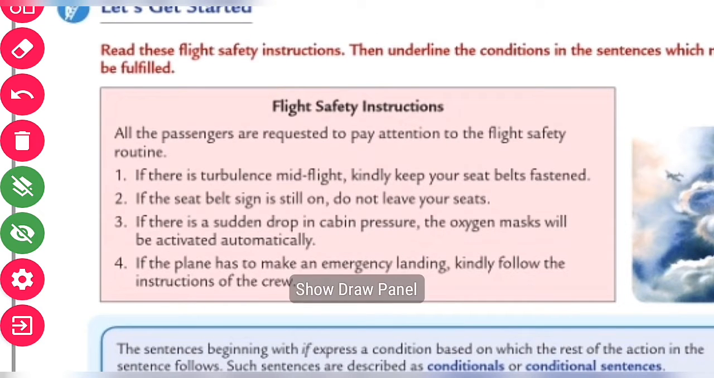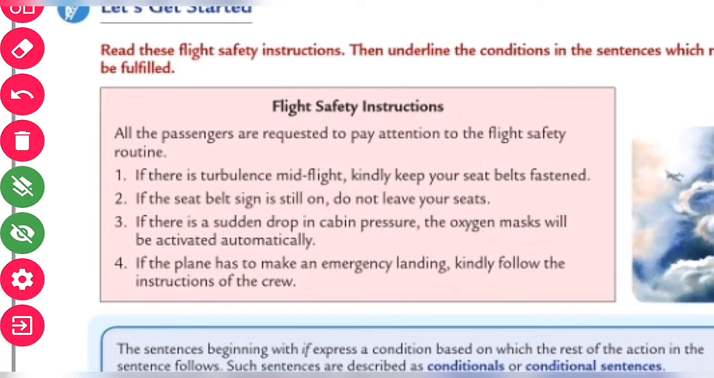First thing, all the passengers are requested to pay attention to the flight safety routine. First is, if there is turbulence mid-flight, kindly keep your seat belt fastened. If the seat belt sign is still on, do not leave your seats. If there is a sudden drop in cabin pressure, the oxygen masks will be activated automatically. And the fourth is, if the plane has to make an emergency landing, kindly follow the instructions of the crew.